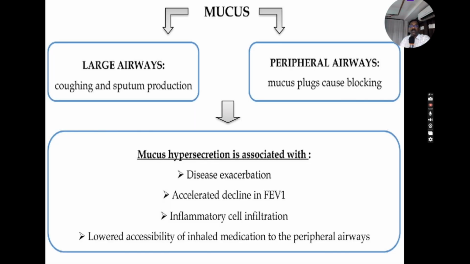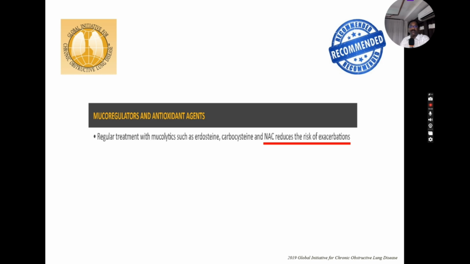So the mucus in large airways causes cough and sputum production. In peripheral airways, the mucus plugs cause blocking. So there won't be any entry of air into these areas, and the people will have dyspnea. So large airway mucus causes cough and sputum production, and peripheral airway mucus causes dyspnea. So mucus hypersecretion is associated with disease exacerbation, accelerated decline in the FEV1, inflammatory cell infiltration and lower accessibility of the inhaled medication to the peripheral airways.